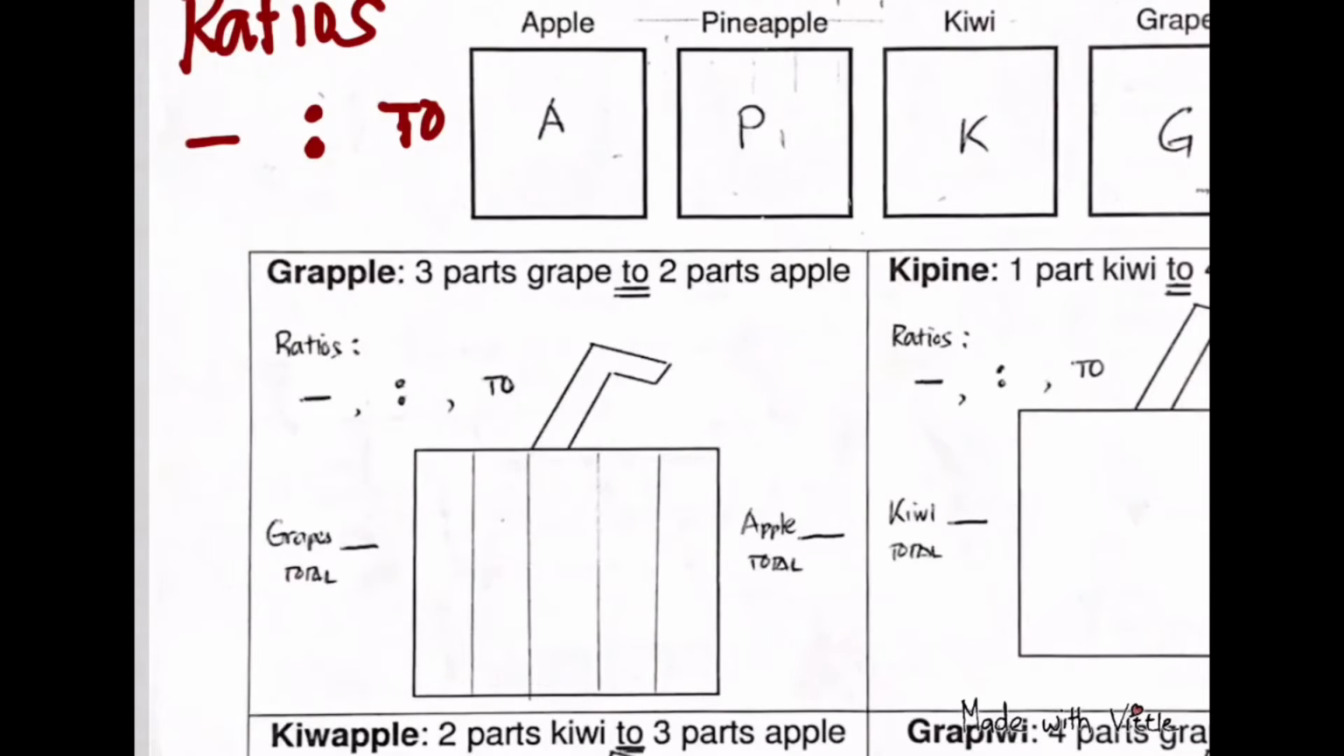The first recipe is 3 parts grape to 2 parts apple. So I went ahead and divided the juice box for you in 5 parts. Why in 5 parts? Because if you add the 3 parts of grape with the 2 parts of apple, that's a total of 5. So I cut it in 1, 2, 3, 4, 5 parts.